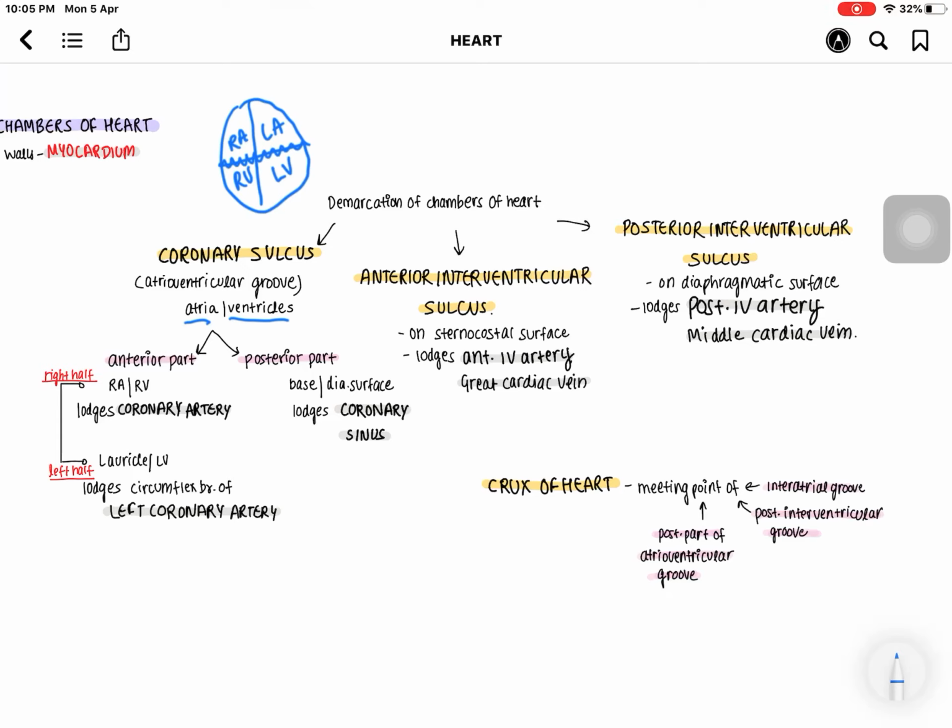Then the heart is also demarcated by the anterior interventricular sulcus. This is between the ventricles and is anterior, and the posterior interventricular sulcus is present posteriorly.